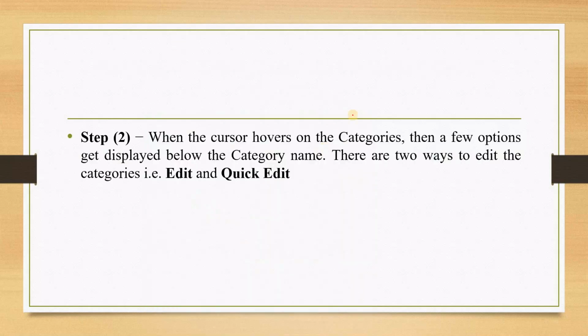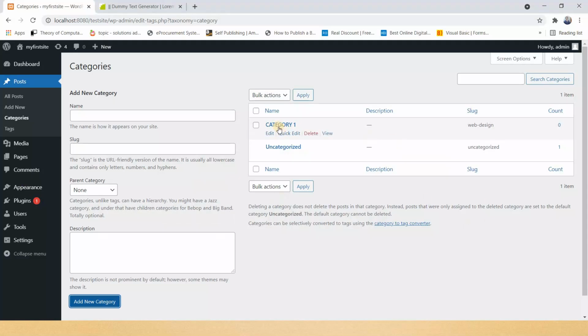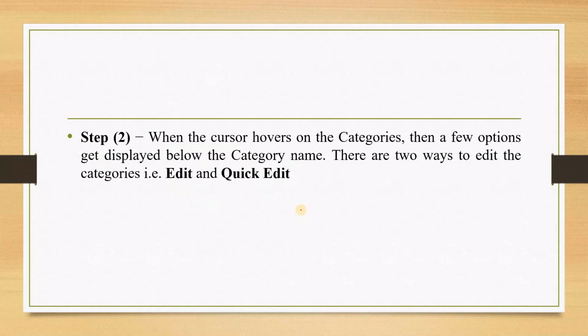Then the cursor will show the edit and quick edit options. See, let me show you. Here you can see when you take the cursor over here, you see Edit category, Quick Edit category, Delete and View. Okay, so let me show the difference between these.